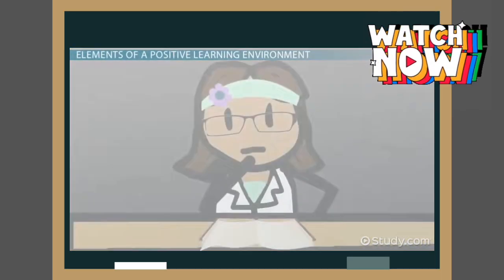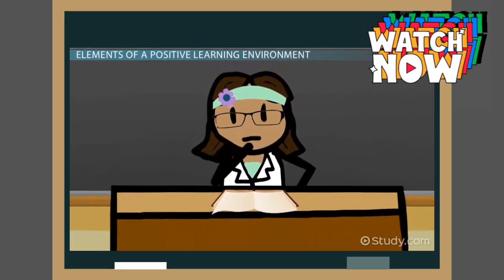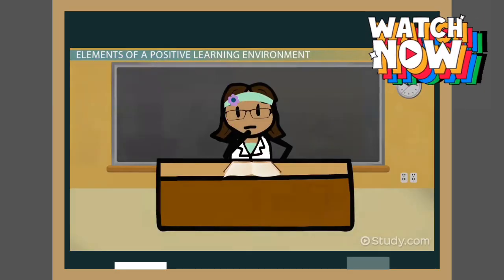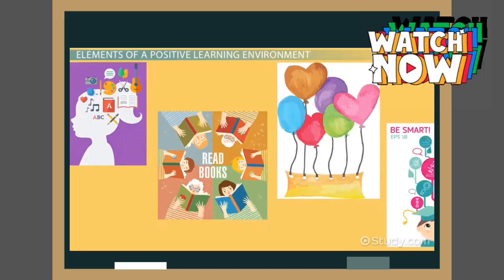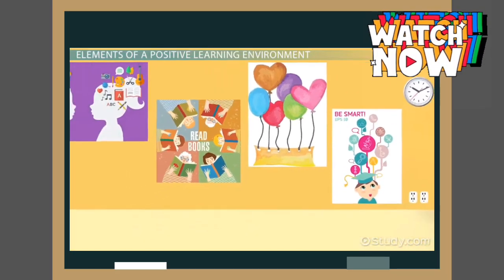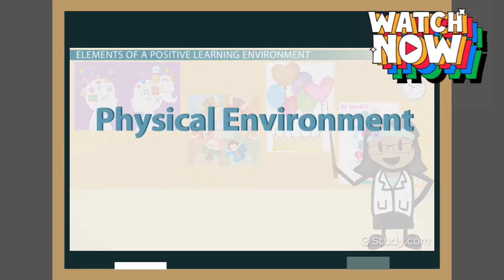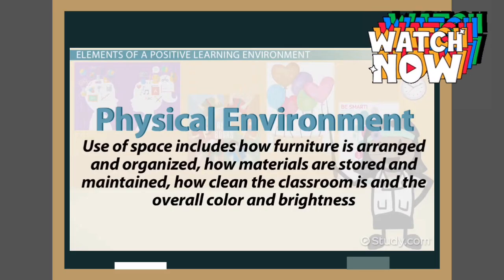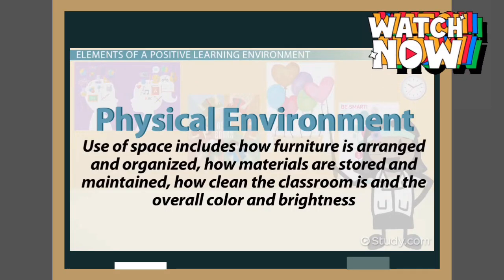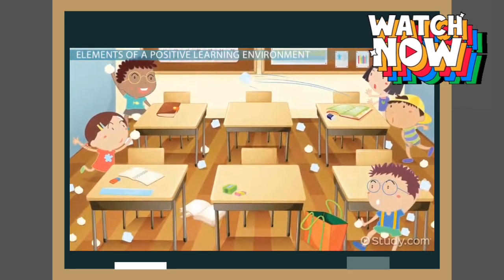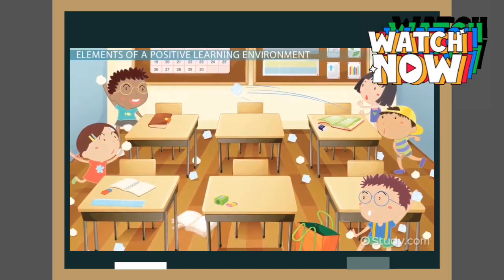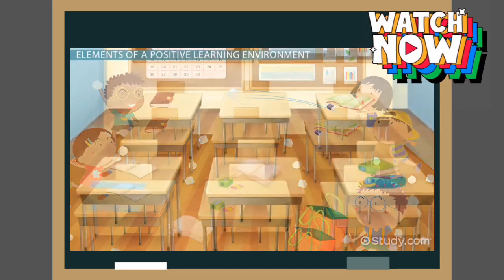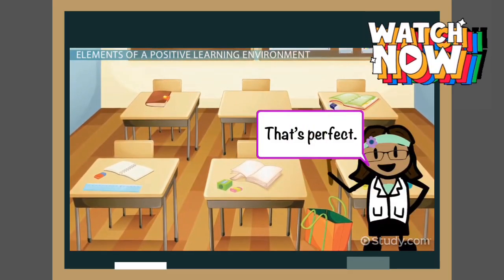Glad you asked. Like we said, Ms. Martin is a smart cookie. She's picked up some handy tools of the trade along the way that help her keep her classroom environment humming with positive energy. Those bright posters, organized spaces, and cooperative learning arrangements aren't an accident. Ms. Martin pays a lot of attention to the physical environment in her classroom. The use of space includes how furniture is arranged and organized, how materials are stored and maintained, how clean the classroom is, and the overall color and brightness. Imagine a classroom that has little light, dirt on the floors, messy bookshelves, and broken supplies. Sound like a fun place to be? Ms. Martin recognizes that children need a clean, bright, organized space to strengthen learning experiences.